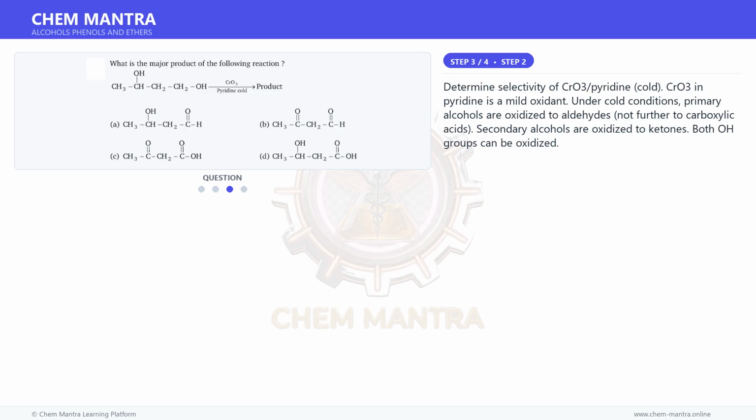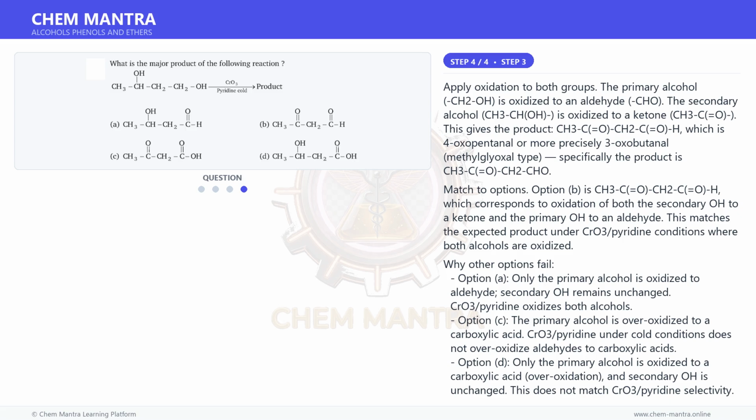Determine selectivity of CrO3 pyridine, cold. CrO3 in pyridine is a mild oxidant. Under cold conditions, primary alcohols are oxidized to aldehydes, not further to carboxylic acids. Secondary alcohols are oxidized to ketones. Both groups can be oxidized. And for the final step, apply oxidation to both groups.